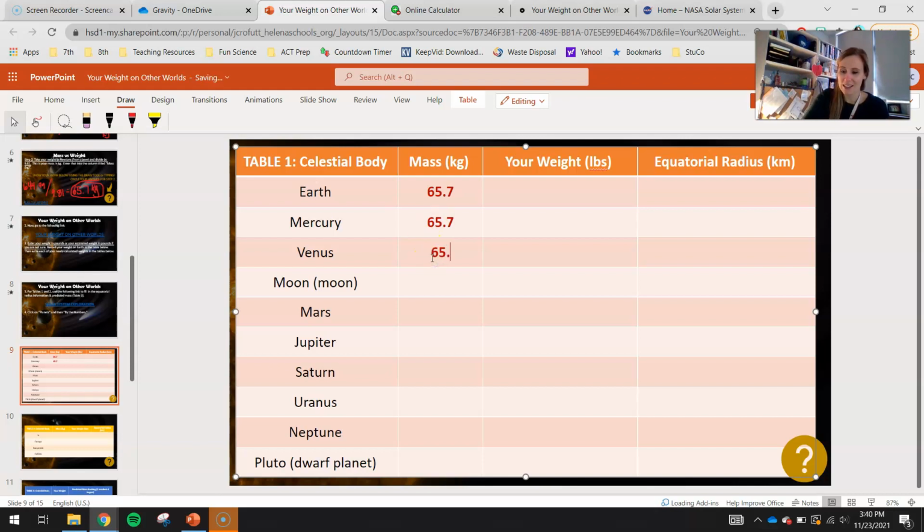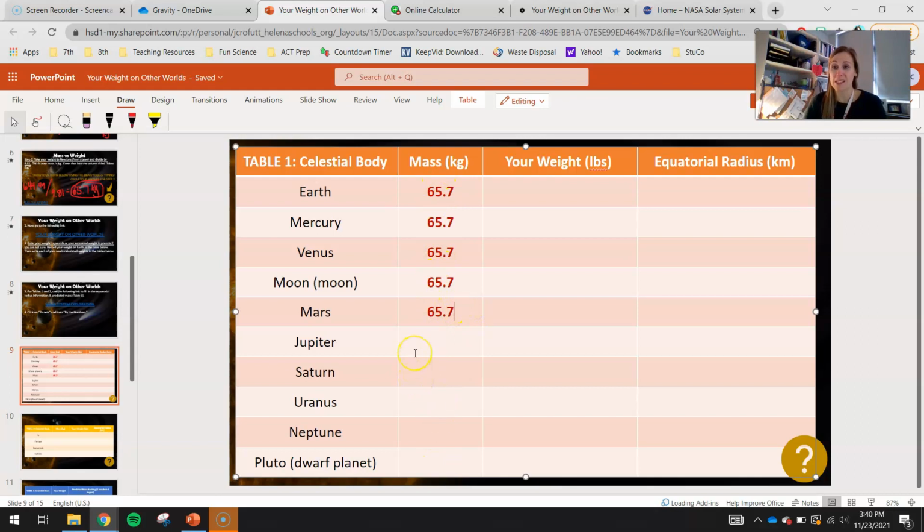If I go to Venus, I still have a mass of 65.7. I have not lost anything from my body. If I go to the moon, I still have a mass of 65.7. If I go to Mars, I still have a mass of 65.7. I hope you get the hint that it doesn't matter what planet I'm on, I am going to have the same mass, unless at some point I lose an arm in transit. I am made up of the same number of atoms and molecules and matter. So this whole first column should all read the same thing.